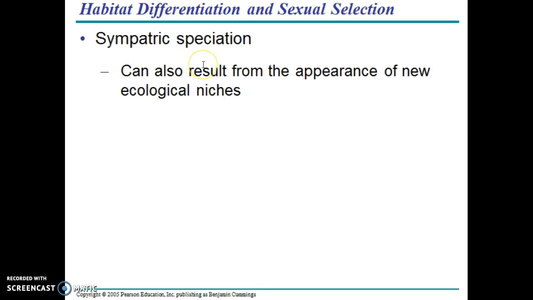Sympatric speciation can also result from habitat differentiation and sexual selection. We're going to be talking about habitat differentiation right now. And that's where a new ecological niche opens up. If a species can start using its environment in different ways, it can make the most of its environment a little bit differently than it had before. The definition of ecological niche is where you live, your habitat, and how you use your surroundings to survive, or how you get used by your surroundings. That's what a niche is.